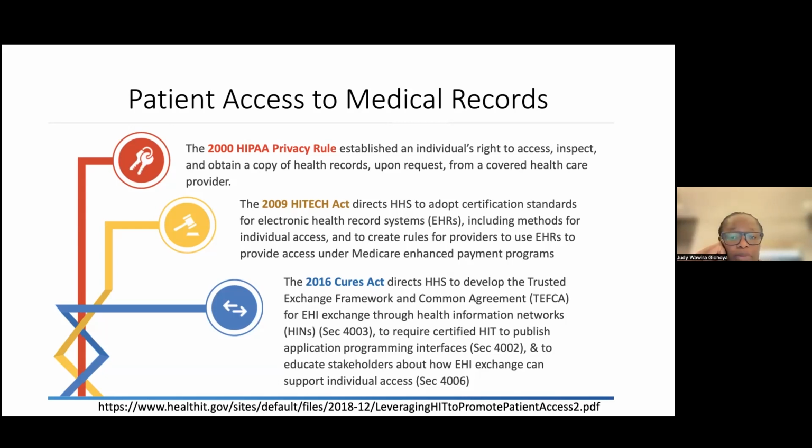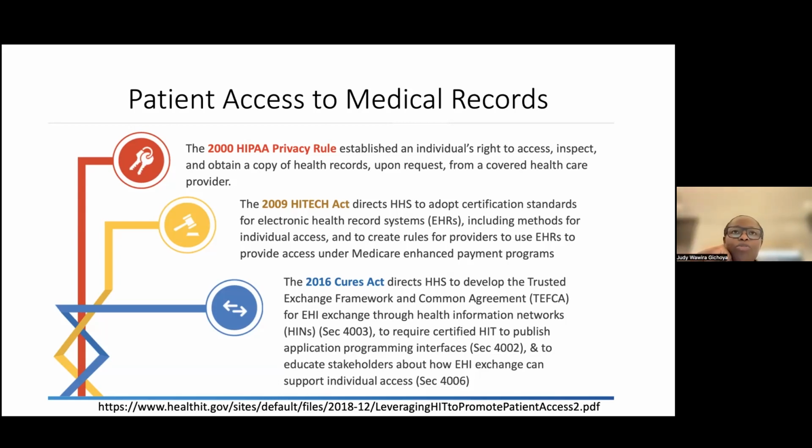But in 2009, from the early lessons of electronic medical records deployment, the HITECH Act directed HHS to adopt certification standards for EHRs, including again patient access, and to create rules for providers who give patients access under Medicare enhanced payment programs. Then in 2016, the Cures Act directs HHS to make sure that patient records can be exchanged by developing the trusted exchange framework and the common agreement, and also requires certified health IT to publish APIs and to educate stakeholders about how health information can be exchanged to provide access, right? So it's saying, look, we want to make sure that the use of technology actually saves patients' lives. And to do that, we need to certify you to meet this meaningful use criteria.